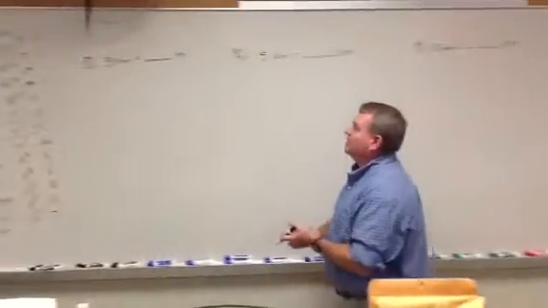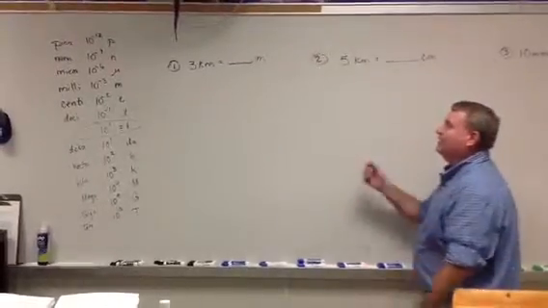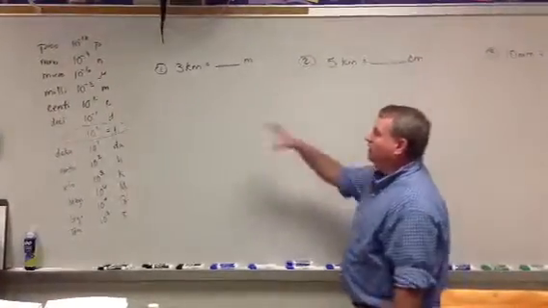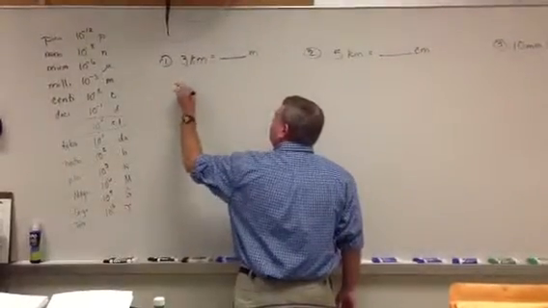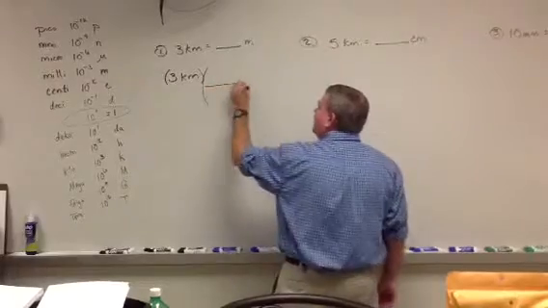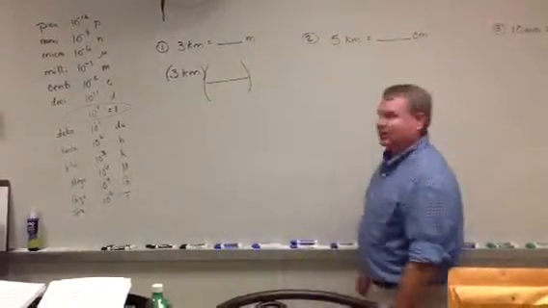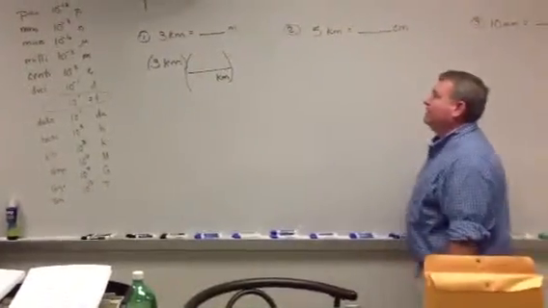All right, let's look at metric conversions. We've got 3 kilometers, and we want to find out how many meters will go into 3 kilometers. You start out by writing what you're given, so you have 3 kilometers. You always divide by what you're given in order to cancel it, so we're going to divide by kilometers, and we're going to multiply by the base unit.